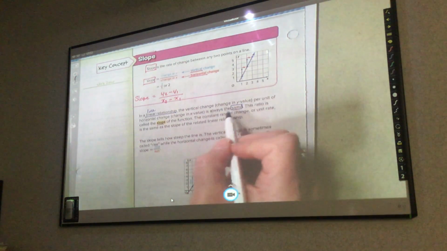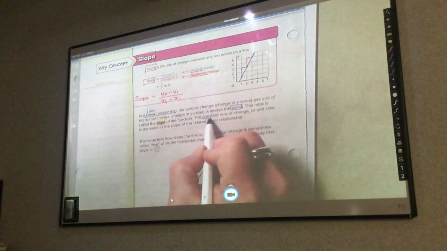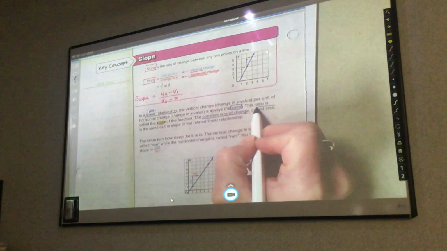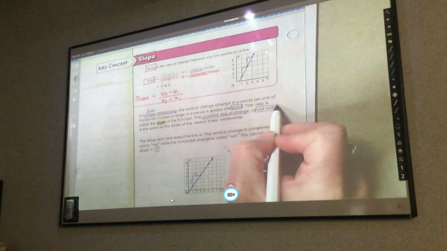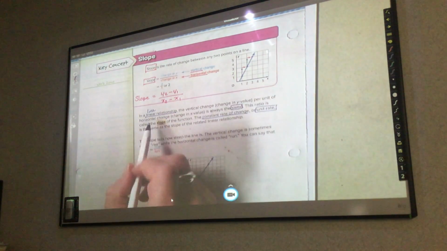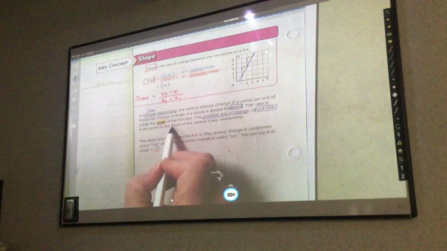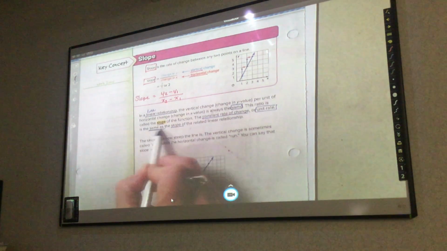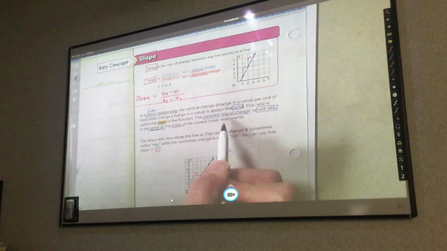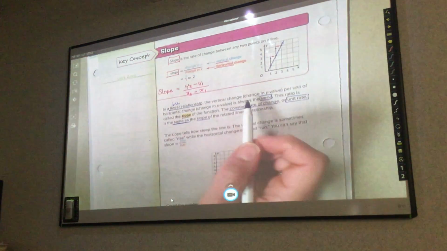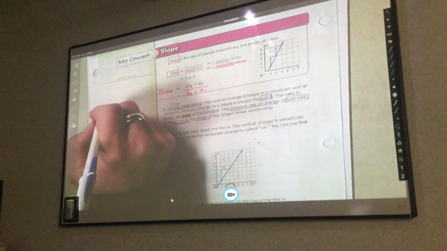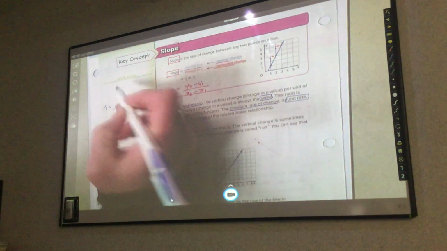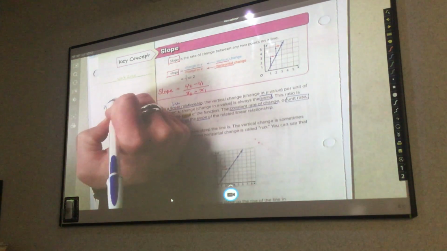The constant rate of change, underline that, or unit rate, box the unit rate, is the same as the slope of the related linear relationship. All that is saying is what we've been writing. What does k equal? y over x, and k is considered our constant.